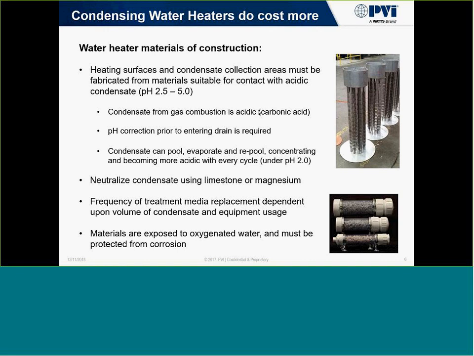So condensate's traditionally between 2.5 and 5 on the pH scale. It's pretty acidic. So not only do we need to look at some different materials that we need to construct the heaters out of, but we also need to take some other considerations into play with regard to how we treat that condensate before we throw it down a drain.